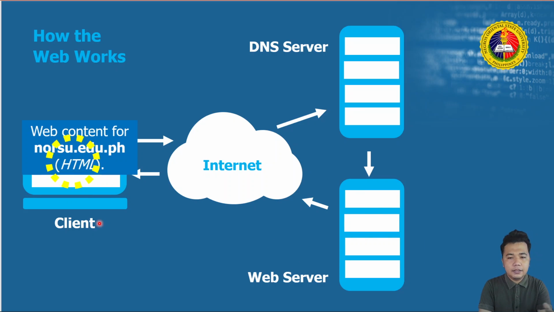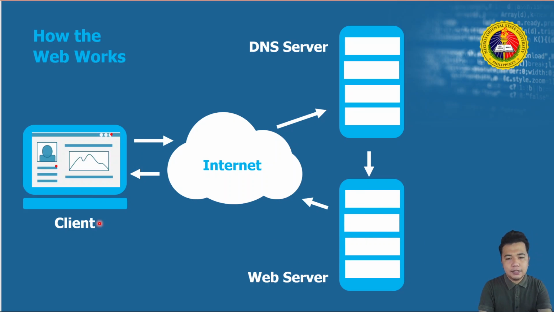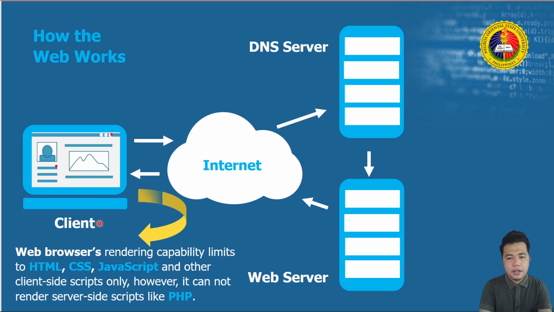The reason why the web server has to process the content first is that web browsers have limited rendering capability. They can only render HTML, CSS, JavaScript, and other client-side scripts. So the browser will translate the HTML codes to actual graphics, text, or any elements that we will see on our computer or on our smartphone's screen.